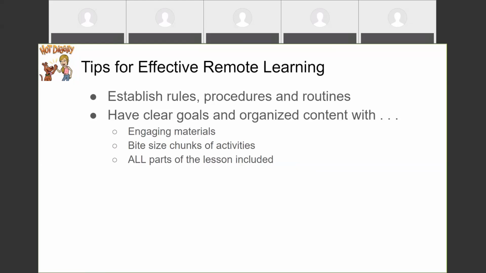What do I mean by all parts of the lesson? We have to have some sort of direct instruction or teaching, right? We have to have a presentation of materials in a lesson. And then we typically follow what we call a gradual release, where I do it as a model, and then we do it together, and then we break off into pairs or groups, and a few do it, and then before they do it by themselves.